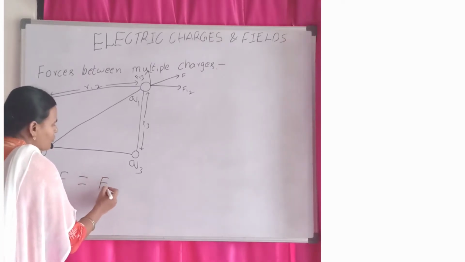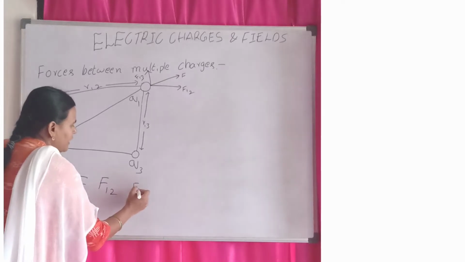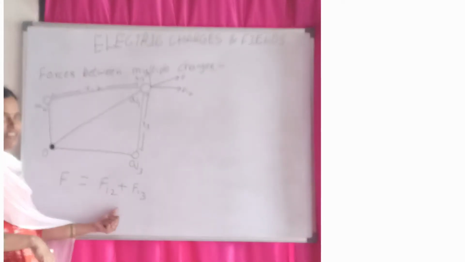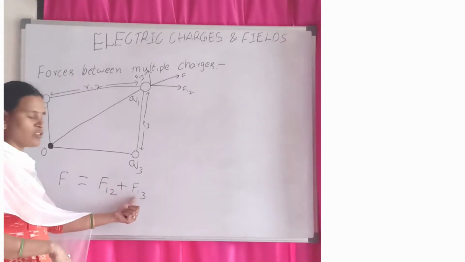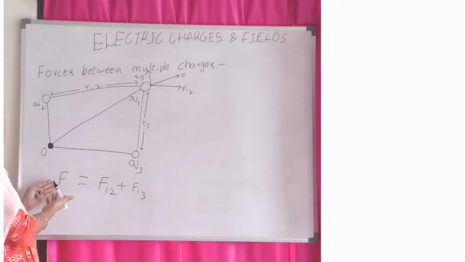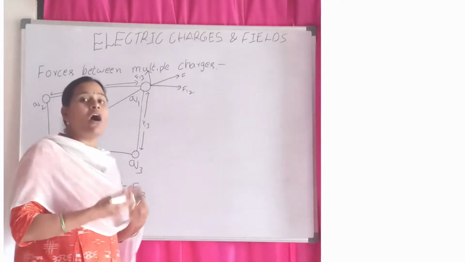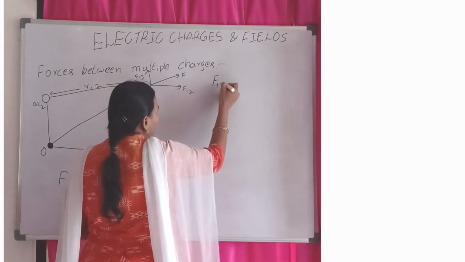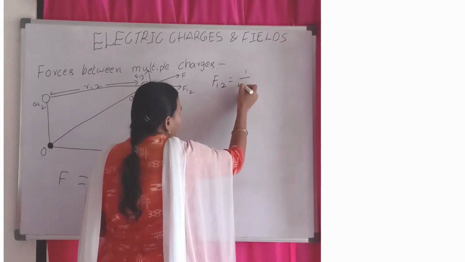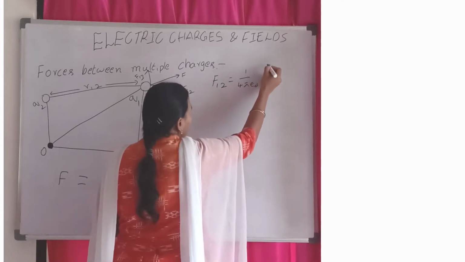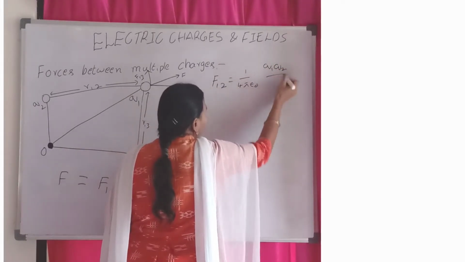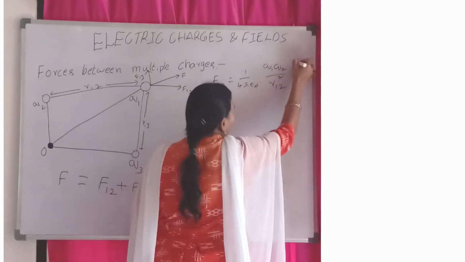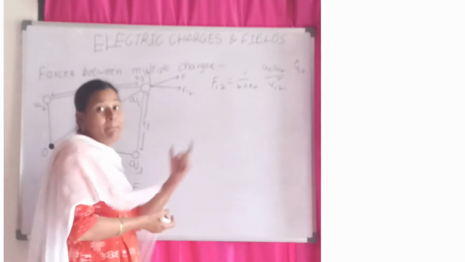So we have to take the final force F equal to the sum of the vector forms. How do we write it? F12 plus F13. Here I am taking only Q2 and Q3. So this is the equation. When you find F12 and F13, it is easy to find the value of F. In the previous session we already saw how to write F12. According to Coulomb's law, F12 equals 1 by 4 pi epsilon naught into Q1 Q2 by R12 square into R12 cap. This is the F12 equation by Coulomb's law.